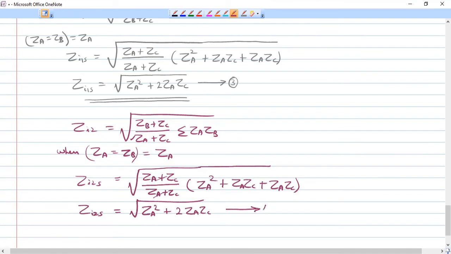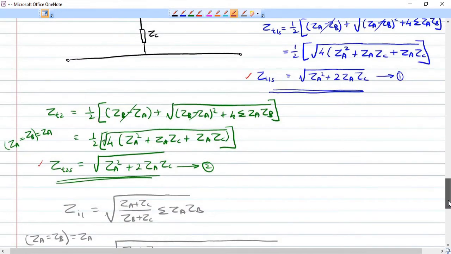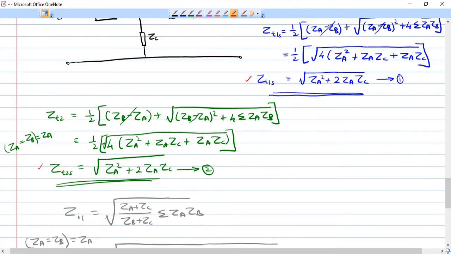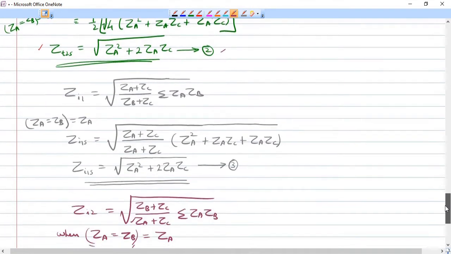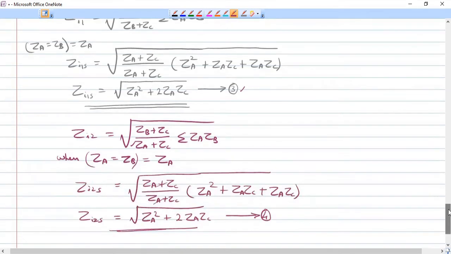Okay. Equation 4. Now you have to compare all these 4 equations. So we can see that ZT1 is having the same expression as ZT2, right? On comparing equations 1 and 2, we can see that T1s is having the same expression as T2s, and that is the same as that for I1s, which will be the same as I2s.